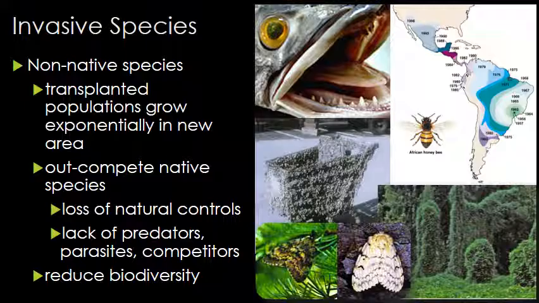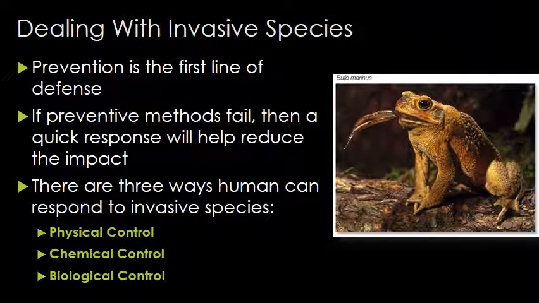There are many well-known examples: the zebra mussel, which we can see on the shopping cart in the middle, the Africanized honeybee, gypsy moth, kudzu, the Asian carp, all sorts of different organisms that have caused a loss of biodiversity due to competition with native species. Most governments have programs and regulations that prevent and manage invasive species.